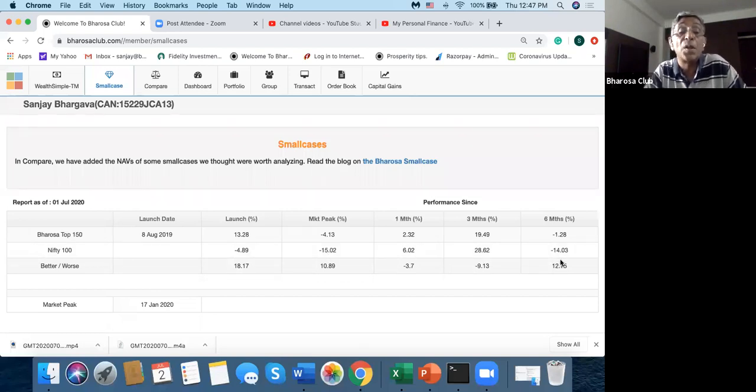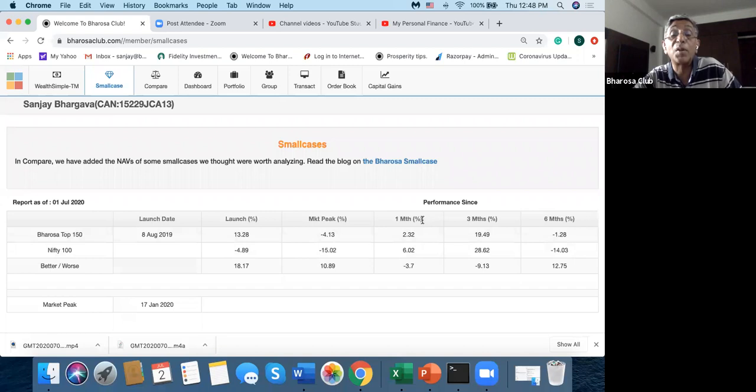to 6 months. So it shows that Bharosa from 8th August 2019 to now has a gain of 13.28%, while the market has fallen 4.89%. Right, so it's beaten the index by 18.17%, which is phenomenal, right? These results are very encouraging, but remember that it's a short track record. If you look at the market peak, from the market peak Bharosa has fallen 4.13%, while the Nifty 100 has fallen by 15%.